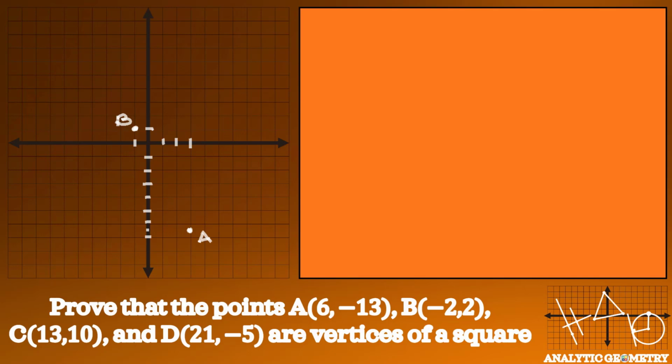Okay. Next, again, let's check: 2, 4, 6, 8, 10, 12. Okay, that's right. And next is our C, (13, 10). So 2, 4, 6, 8, 10, 12, 14. So 13 is here, and 10: 2, 4, 6, 8, 10. So the intersection is somewhere here. This is our point C.